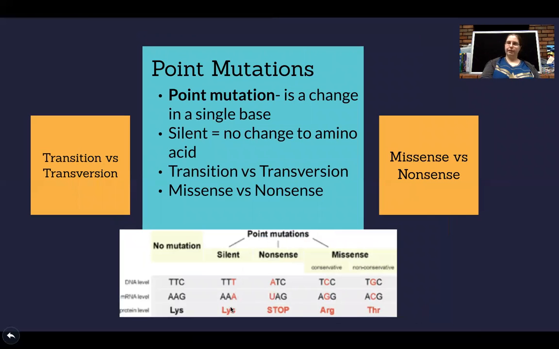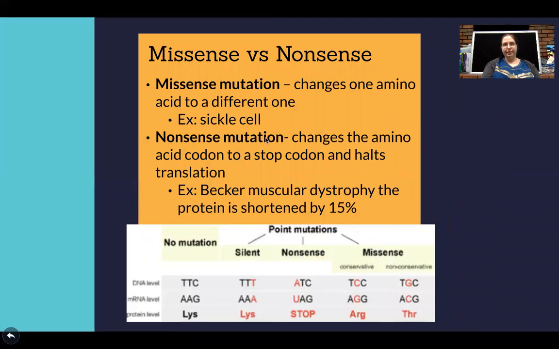And like I said, we can also classify them as missense versus nonsense. And that's more based on the effect it would have on the amino acid chain. So a missense is when you exchange one amino acid for a different one, like we saw with sickle cell anemia, how in the original DNA it was glutamic acid, but in the sickle cell mutation, the glutamic acid is exchanged for valine. If you look down here, right here, so TCC as opposed to TTC. So thymine, thymine, cytosine became thymine, cytosine, cytosine. That changed the mRNA and exchanged the lysine for arginine.